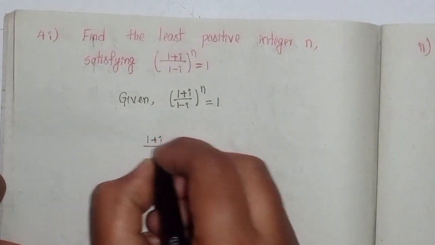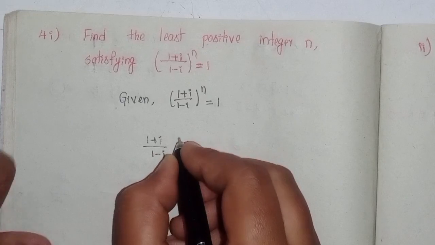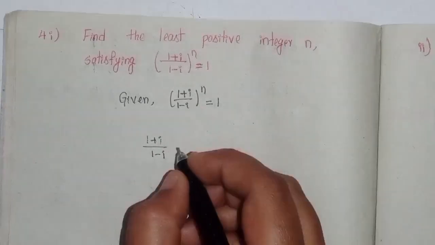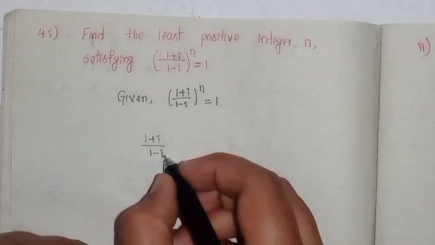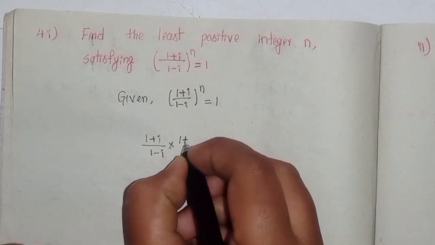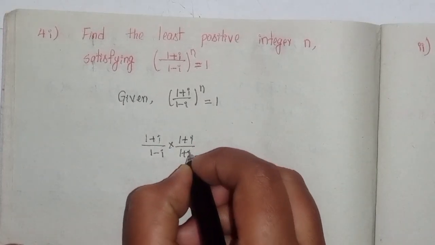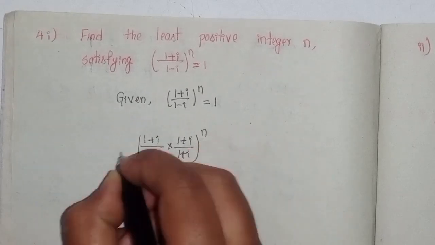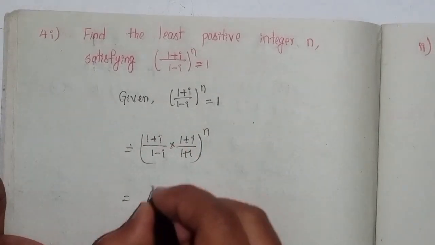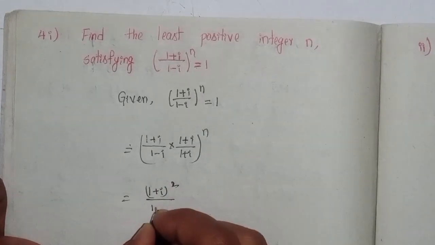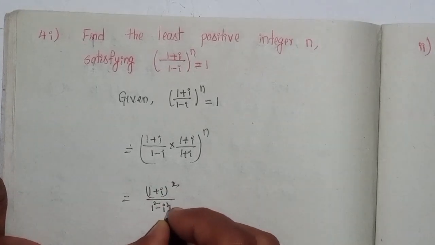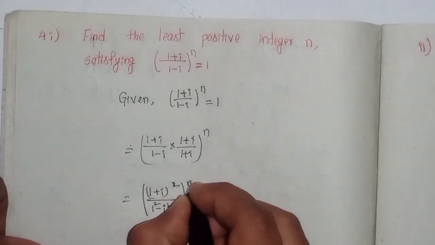We rationalize (1 plus i) by (1 minus i). Let's take it, multiplied by (1 plus i) by (1 plus i), whole to the power of n. That gives (1 plus i) whole square by (1 square minus i square), whole to the power of n.